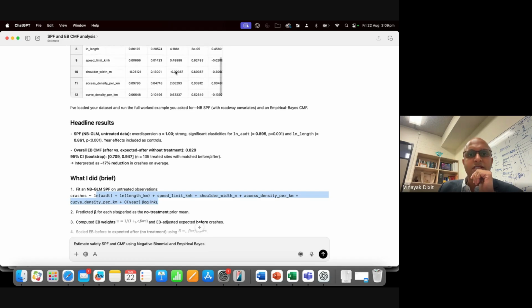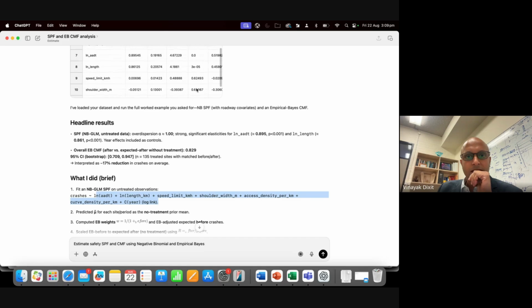So if this had come out to be significant, exponent of 0.00696 would have been the crash modification factor multiplied by the speed. Any questions on this?